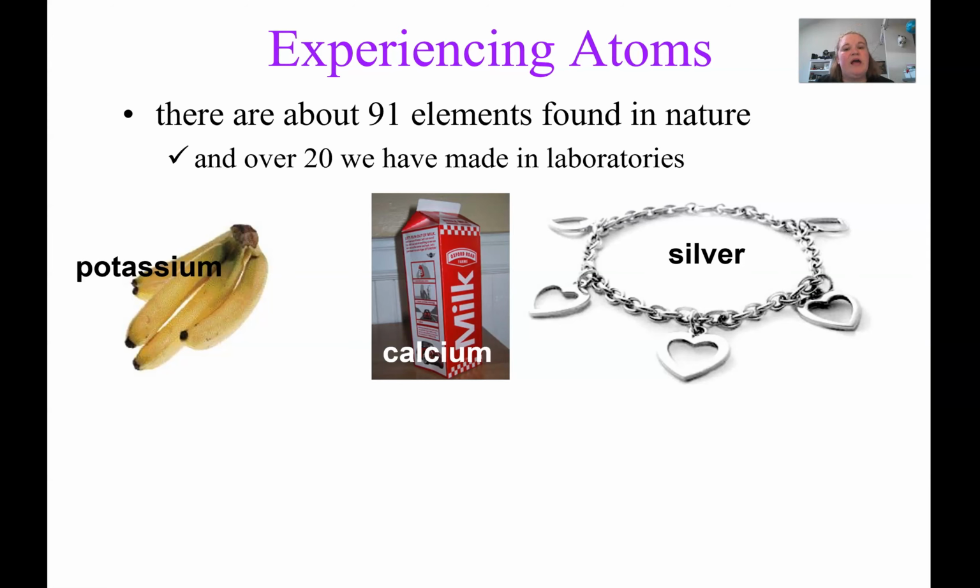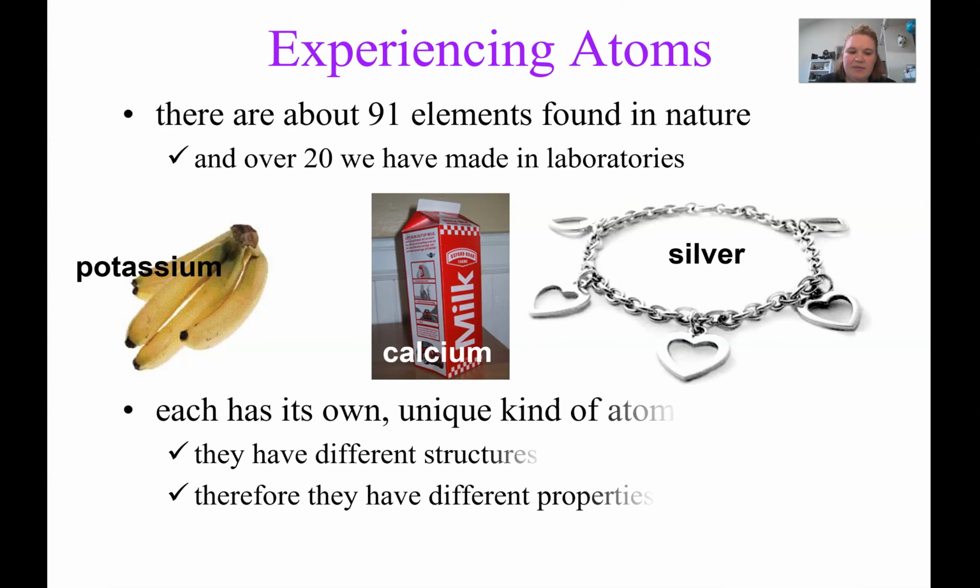About 91 of the elements that we have are found in nature, and it's weird to say "about." We would think that it might be something that should have a set value. The reason for that is because there's some elements that have been made synthetically in labs and then later have been found in nature. So there's some debate as to whether they are natural or not. And then there's about 20 more that have been made in the laboratories. And the elements themselves are unique. They each have a unique structure, which means they each have unique properties.